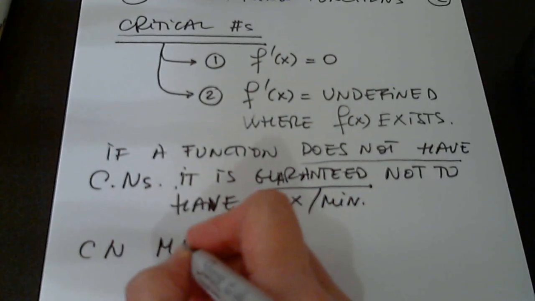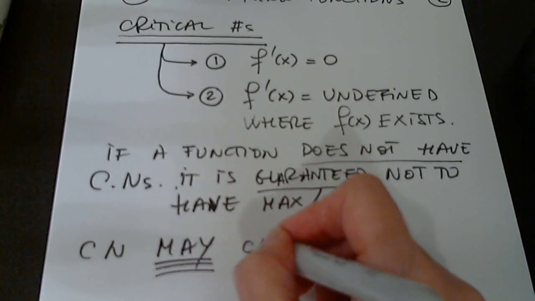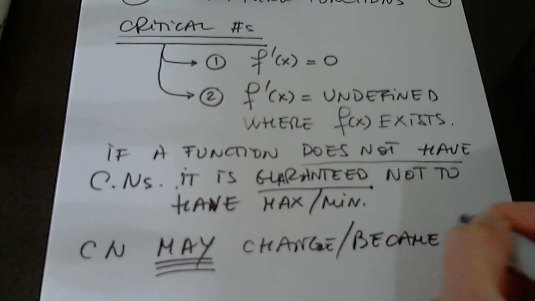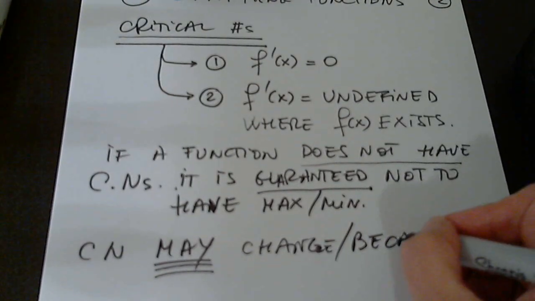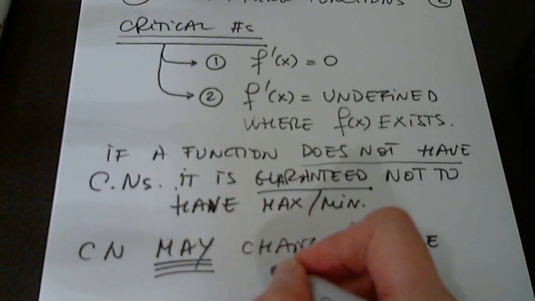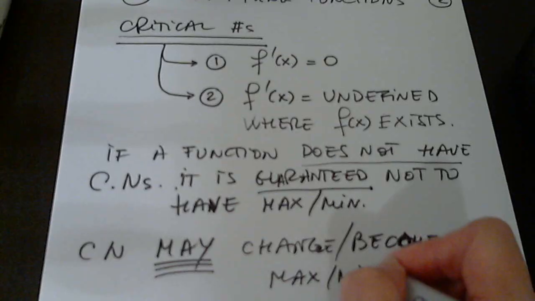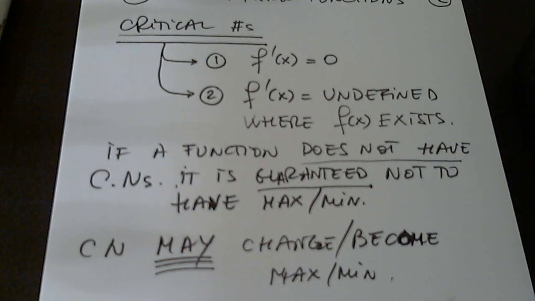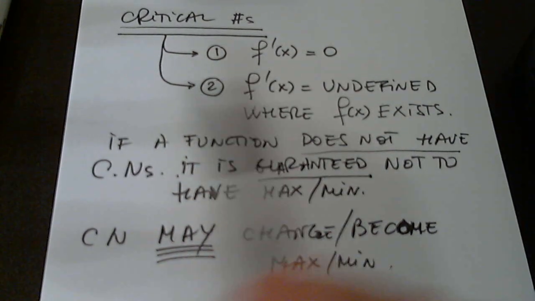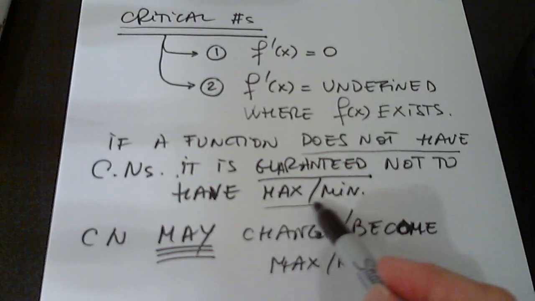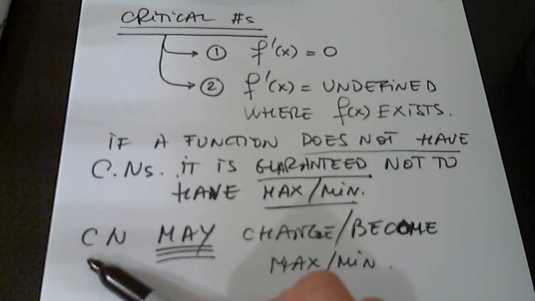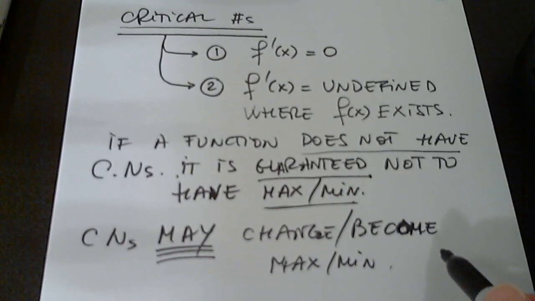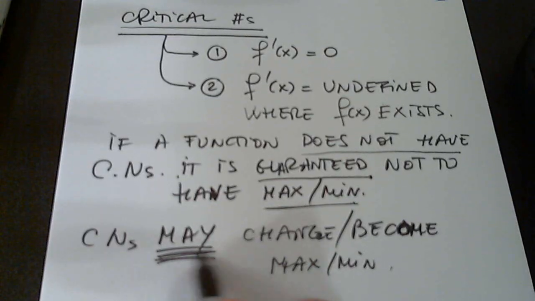Critical numbers may change, or if you want, become max min. They may become max min. No guarantee. Again, if a function does not have critical numbers, it will never have max min. Critical numbers may change. They may become max min. Emphasis is on may.